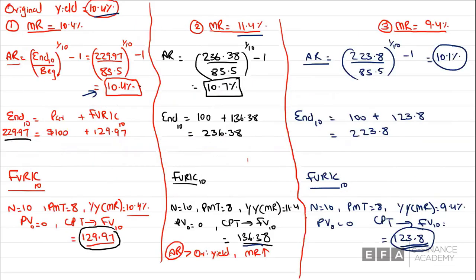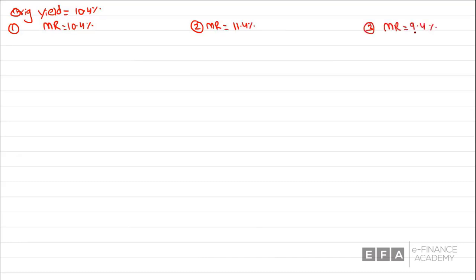So let us now look at the 3 scenarios for the short-term investor and prove that it's the price risk that will be more dominant part of the actual return or the horizon yield of the short-term investor. We have already calculated the original yield. Again, it's 10.4%. First scenario, what if market rate is 10.4%? The second scenario, what if market rate is 11.4%? And the third scenario, what if market rate is 9.4%?